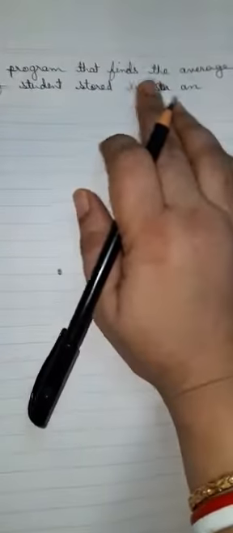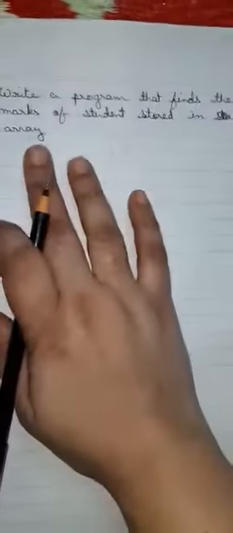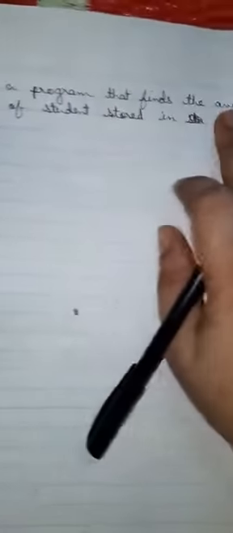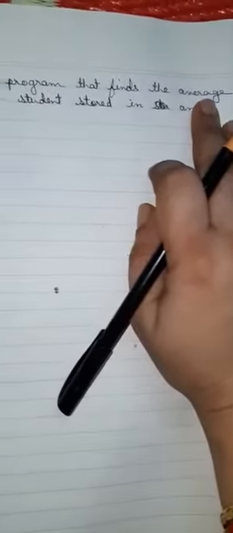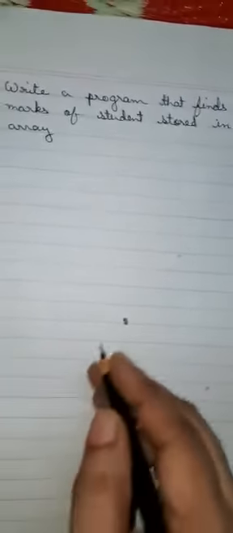Good morning, class 10. Today we'll learn how to write a program that finds the average mark of students stored in an array. For this we have to enter the marks, so we have to create an array m, and also initialize variables to store the average and the sum of the marks. So we have to create two more variables.